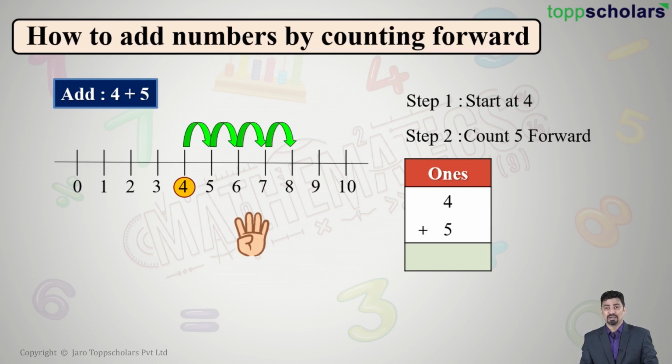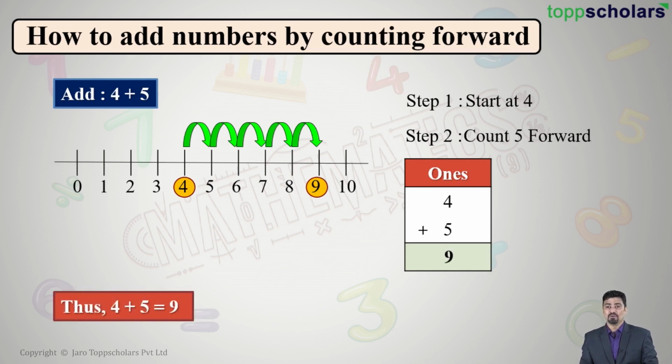So let us do one more time. That is 5. Which number have we reached here, my dear students? We have reached the number 9. Hence, the addition of 4 and 5, that is 4 plus 5, gives the answer 9. Correct? So I can write 4 plus 5 is equal to 9.